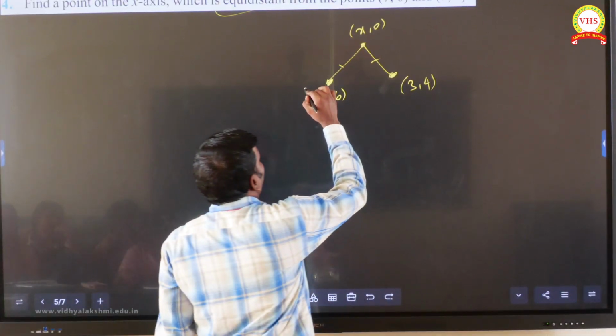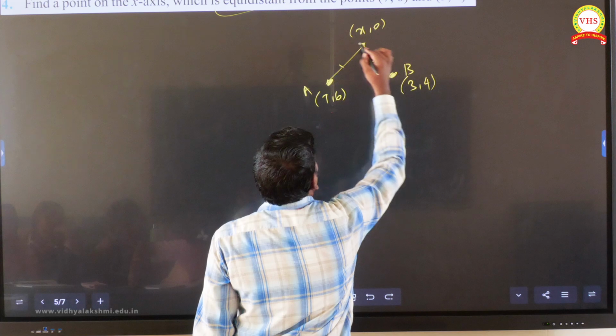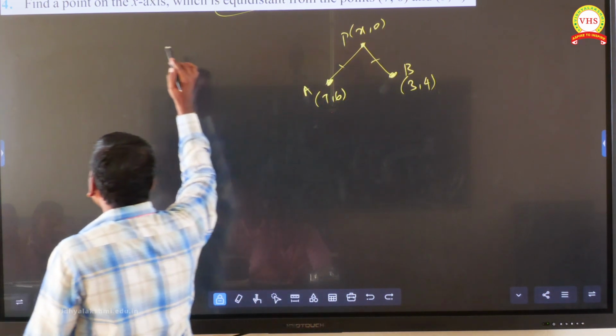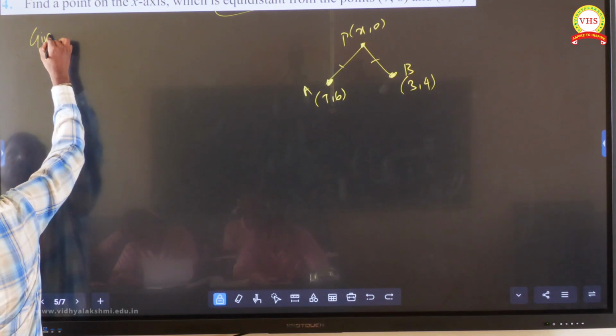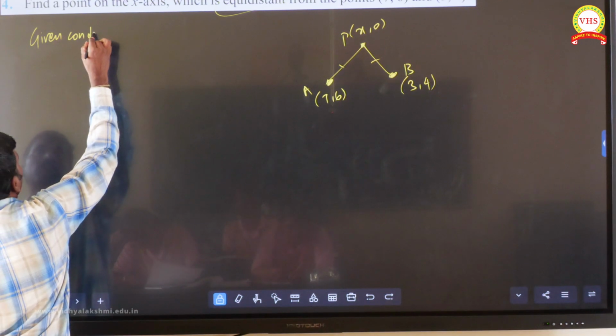Okay, right. I'm taking this as A, this as B, this as point P. So given condition, what is the given condition?